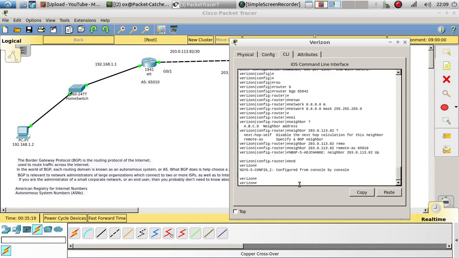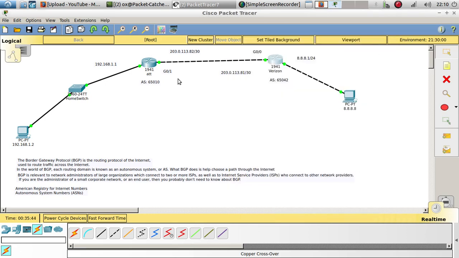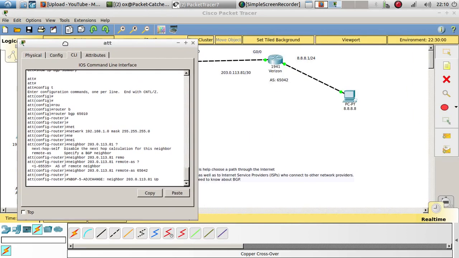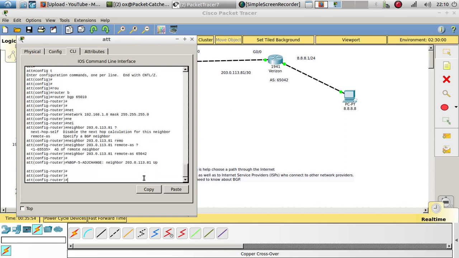And now if we give a show IP BGP, you can see right here that we have our network, which is local, and we have another network, which is 192.168.1.0, which is on the next hop, which is our neighbor over here. Okay, and if we do it over here, you're going to see that we have this network on the next hop, which is 203.0.113.81. Let's go ahead and take a look at that.